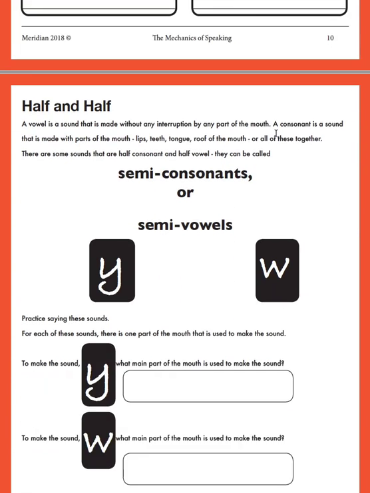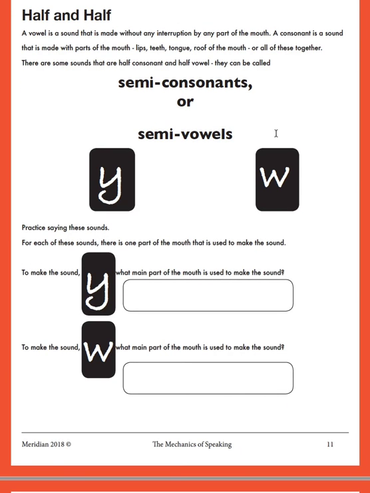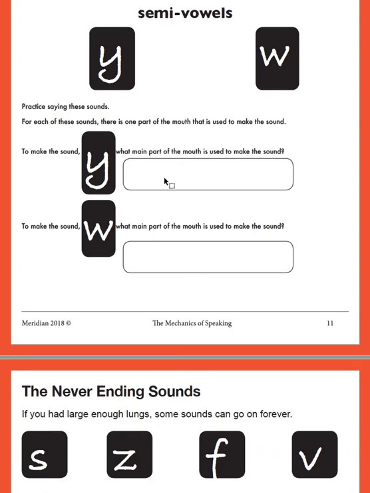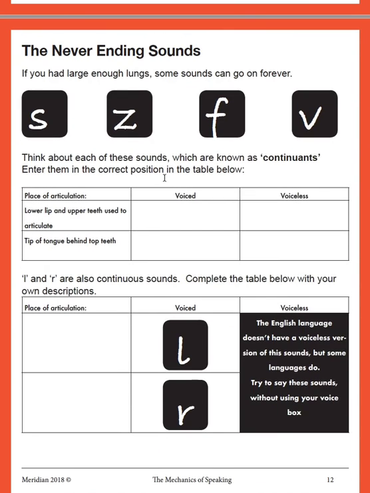There's a couple of sounds which are neither a consonant nor a vowel, and that's Y and W. Each of these have different parts of the mouth that are used to modify the sound. See if you can work out what they are. There are some never-ending sounds, S, Z, F, and V.